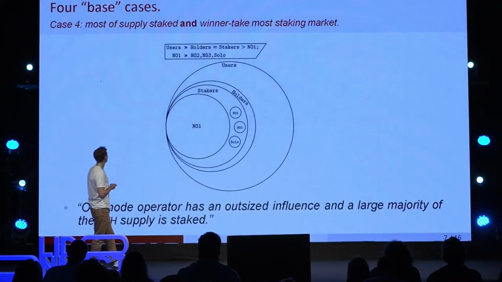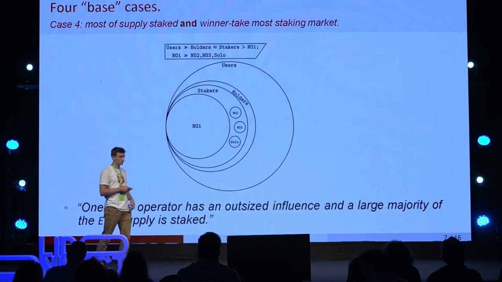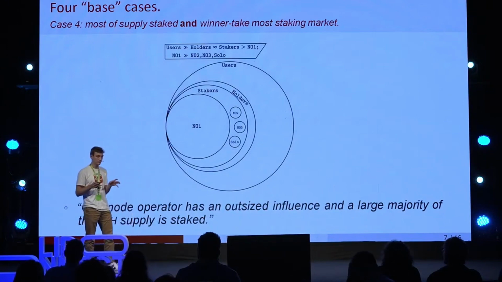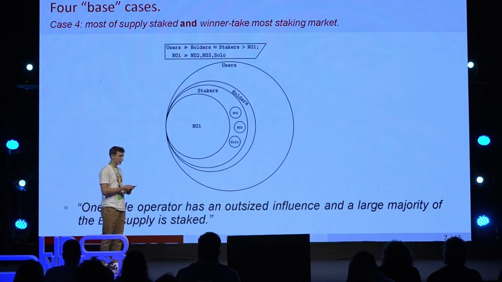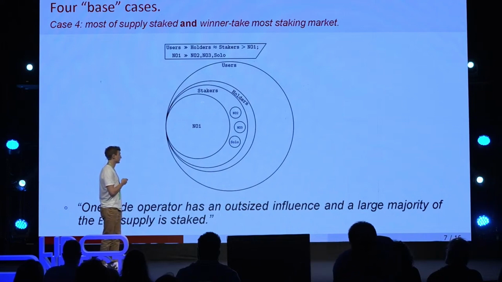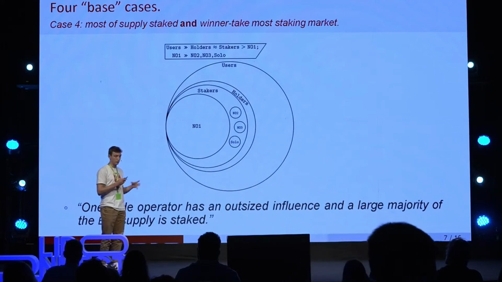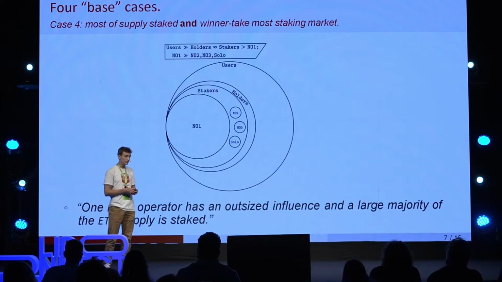Cool. This is the last of our base cases: most of the supply is staked and a winner-take-most staking market. So this is combining the two elements of the previous two cases, so that most of the supply is staked and most of the stake is controlled by a single node operator. This is potentially a worse outcome because now not only does one node operator control an outsized influence in the consensus layer, but they also control potentially a majority of the ETH supply. Those two pieces combined, I would say, are a worse outcome than either of them individually.